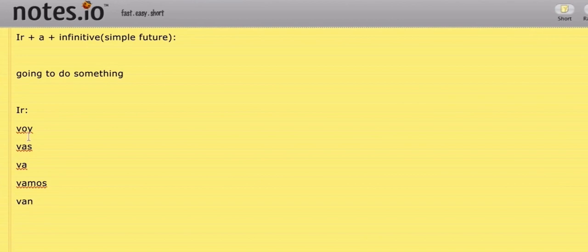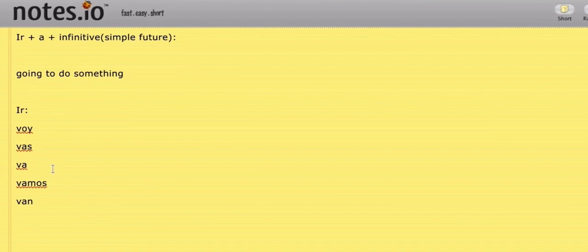So ir is a very weird word, right? If it was regular, we'd expect it to be o, es, e, but it's not. It's not even close. It's voy, vas, va, vamos, and van. So voy means I go, vas, you go, so on and so forth. But then when combined with the a and the infinitive, it means going to do something. So now let's take a look at an example.